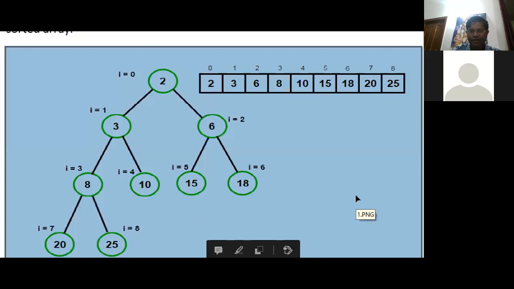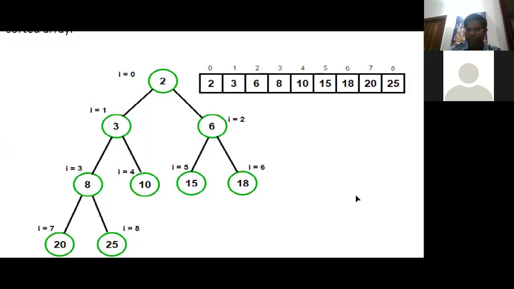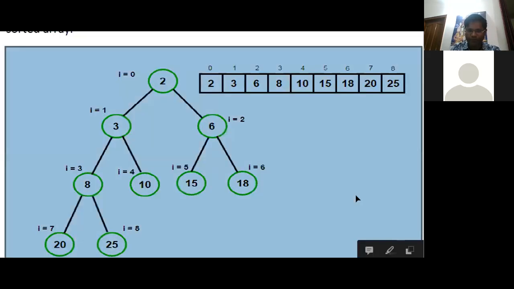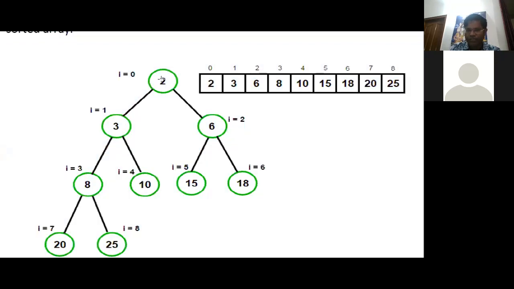First you have to identify which type of heap it is. There are two types of heap that you have studied: either a max heap or a min heap. By looking at the given tree, suppose you start with the root. At the root you will find that the root element has value 2 and the left and right children have values 3 and 6, which are greater than the root value. So this is the min heap property. So you say that this is a min heap.